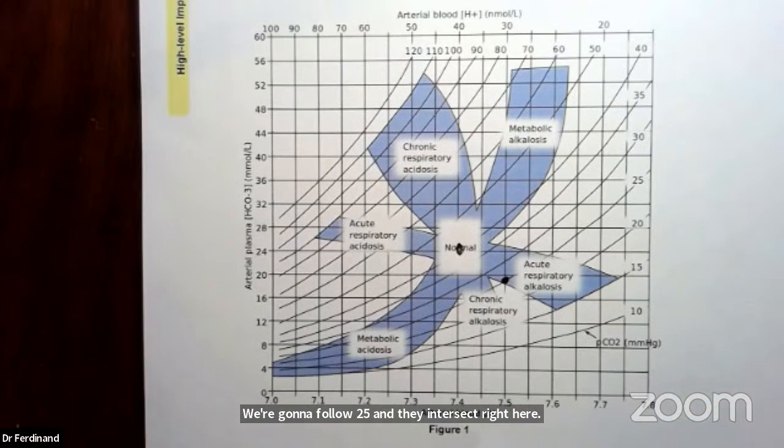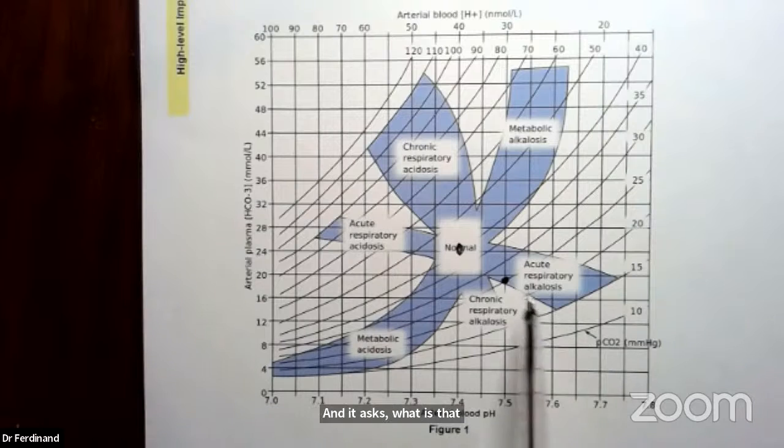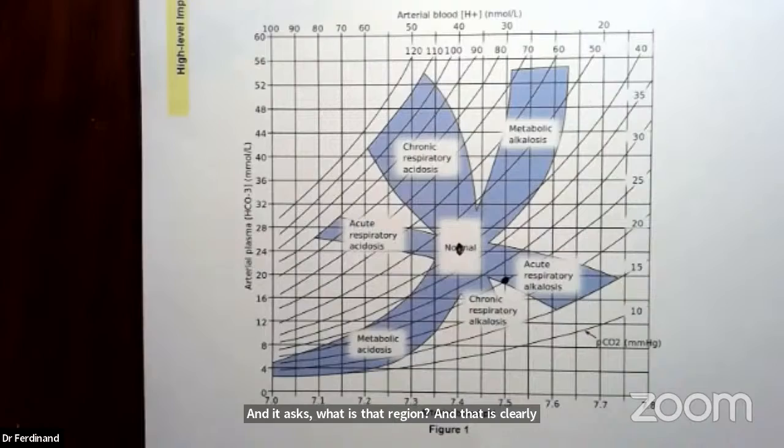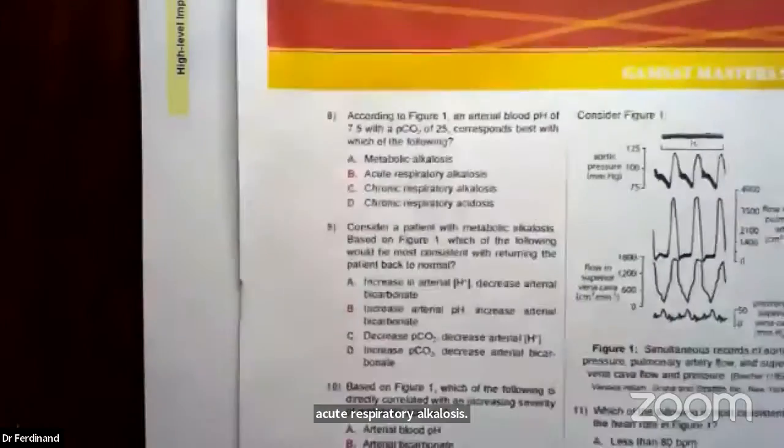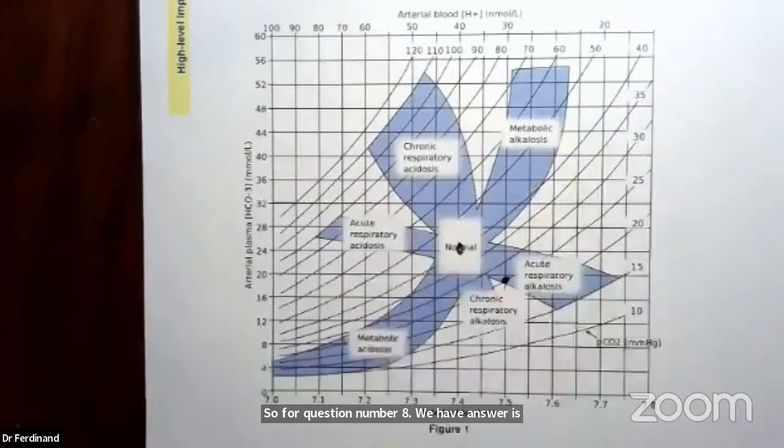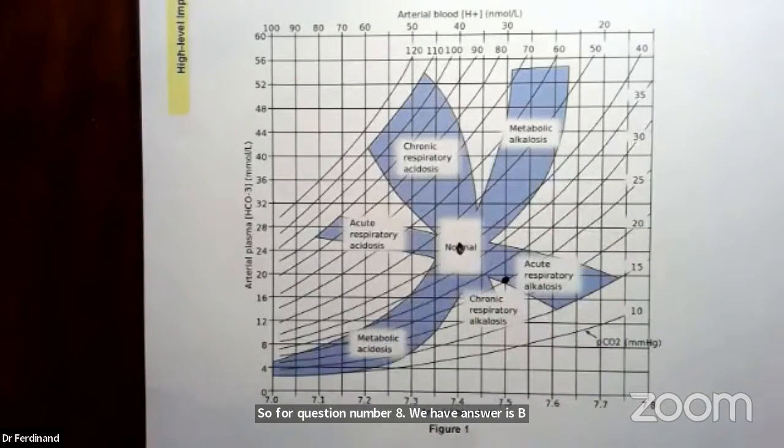And it asks, what is that region? And that is clearly acute respiratory alkalosis. So for question number 8, the answer is B. And then we move on to question number 9.